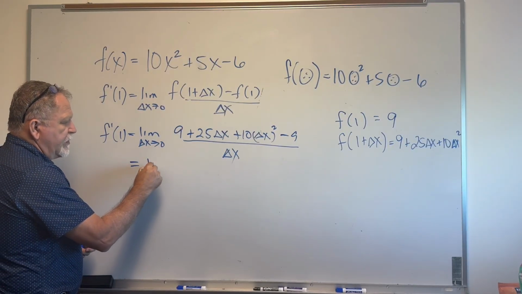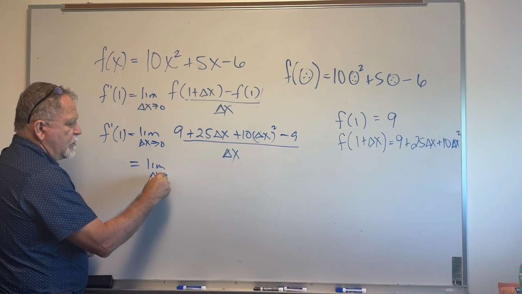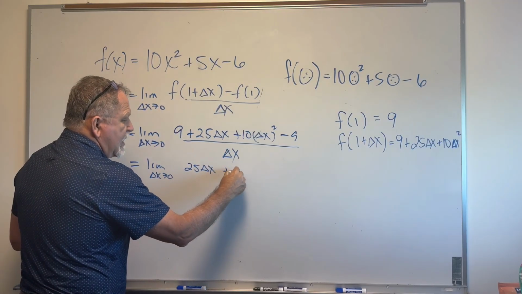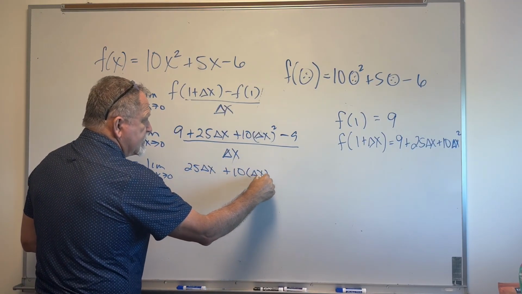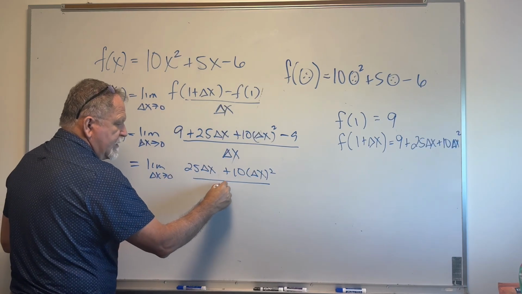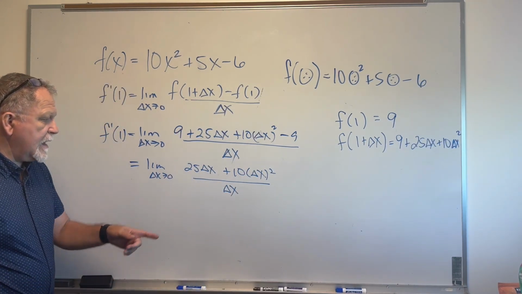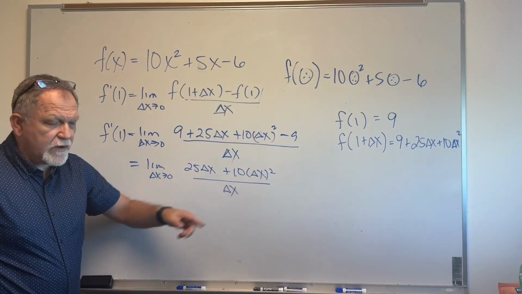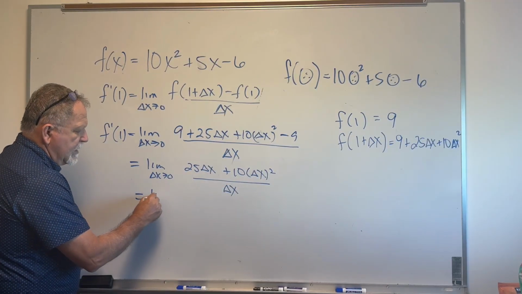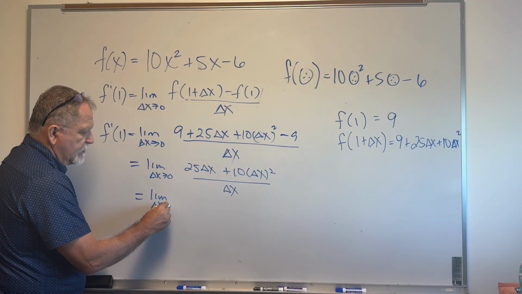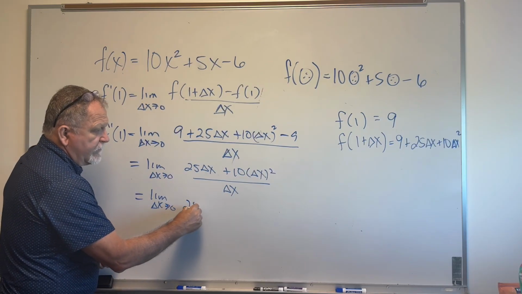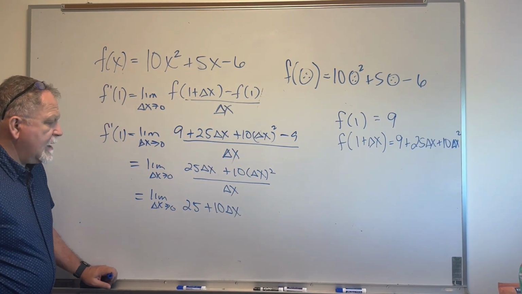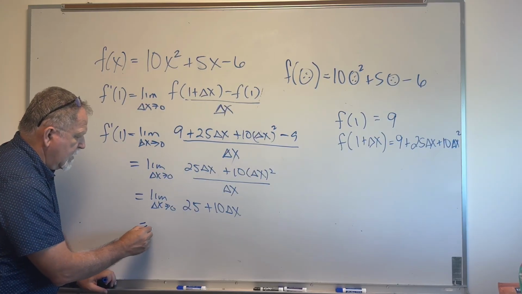So that leaves me with the limit as delta x approaches 0 of 25 delta x plus 10 times the quantity delta x squared all over delta x. Well, this turns out very nicely because delta x divides in evenly into both of the terms in the numerator. So this becomes the limit as delta x approaches 0 of 25 plus 10 delta x. Now let's think what happens here.